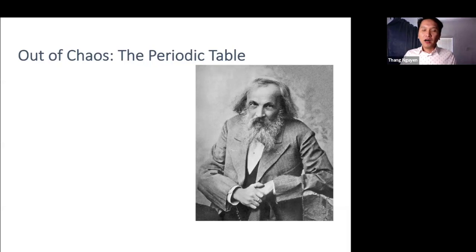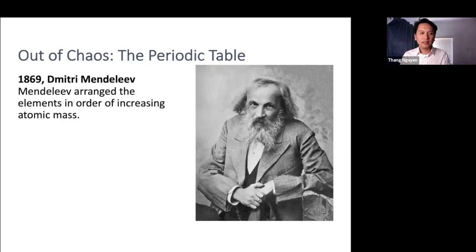So there were all these elements, and as scientists, we always try to organize the universe. How are these elements all related? Many scientists have tried to organize these elements in a way that makes it easy to see some patterns. But Dmitri Mendeleev in 1869 was quite special in that he arranged these elements in order of increasing atomic mass. Okay, and actually other people have done that also.